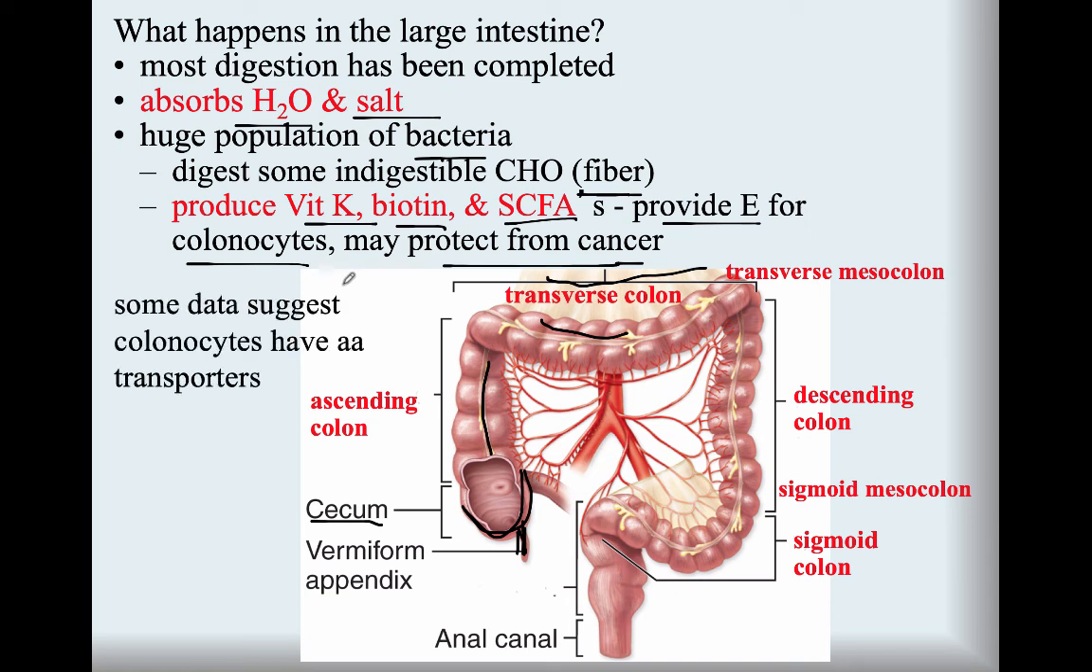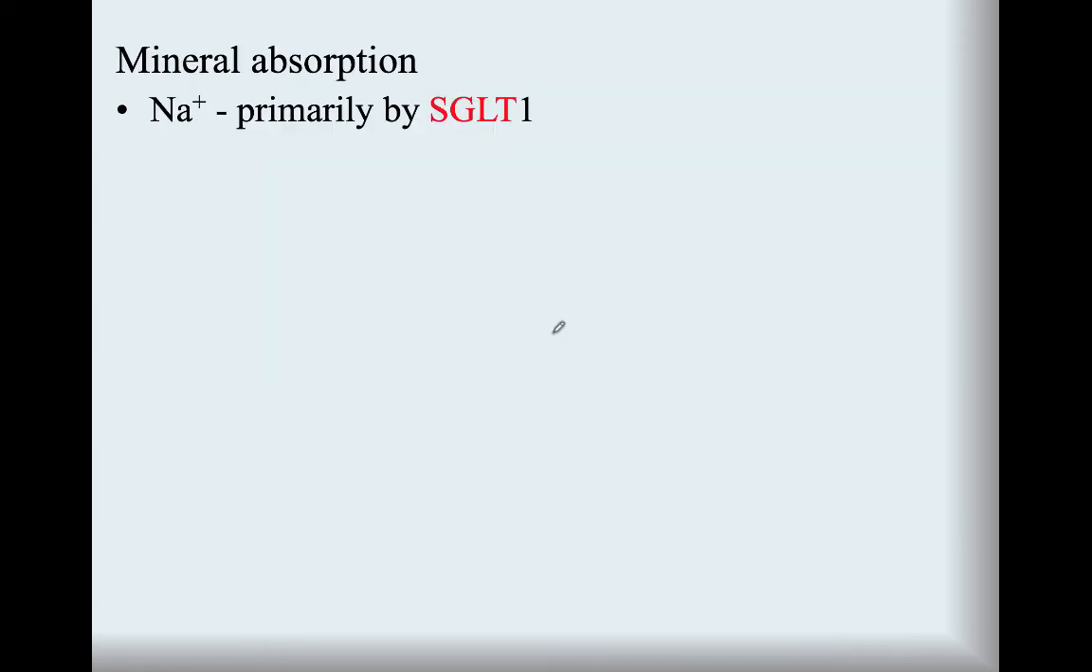There is a little bit of data that suggests that colonocytes actually have amino acid transporters. So we may come to find out that a little bit of amino acid absorption can also occur here in the large intestine and not just in the small intestine. Finally, we'll look at a little bit of mineral absorption, but we're not going to worry too much about this. Most of the sodium absorption is occurring using the SGLT1s, and so again, that's helping with absorption of other stuff like glucose, galactose, and amino acids.